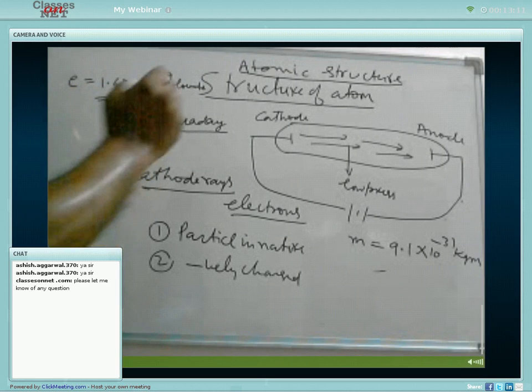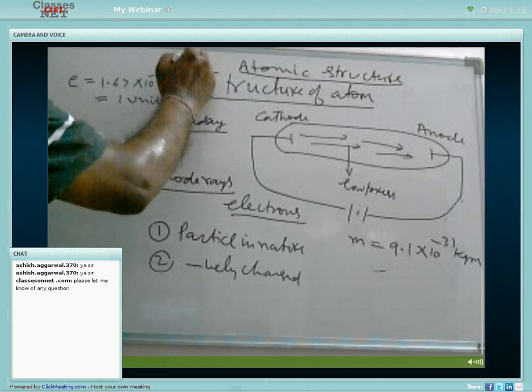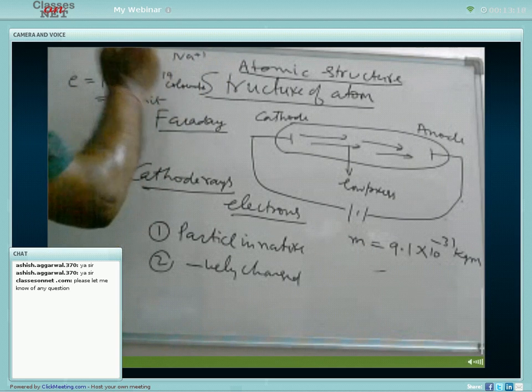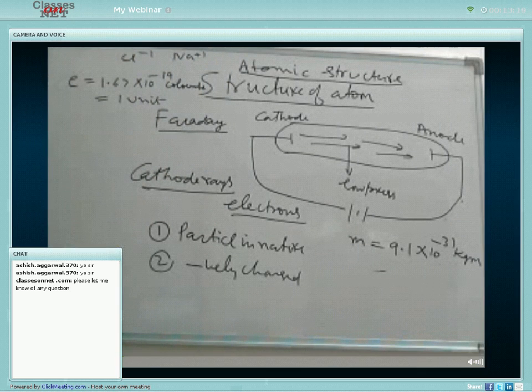If I say sodium has +1, it means 1 unit positive charge. If I say chlorine carries -1, it means 1 unit charge carried by it. So 1 unit charge is equal to 1.67 into 10 raised to power minus 19 coulombs.